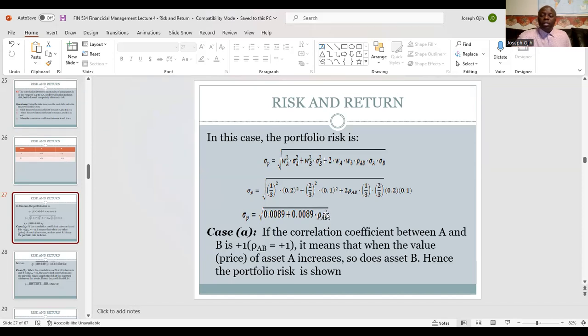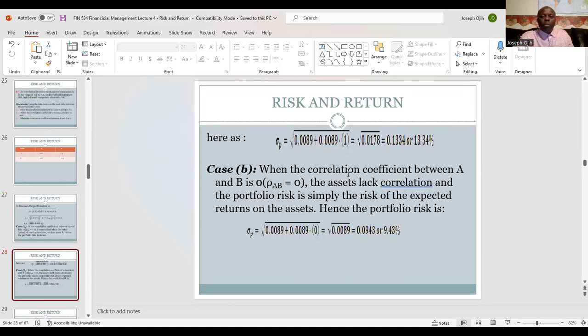So this is what we're going to use to assess the result for the 3 cases: when the correlation is +1, when it is 0, and when it is -1. Okay, so case A is when it is +1. If the correlation coefficient between A and B is +1, it means that when the value of the asset A increases, so does the value of asset B. So when one of them increases, the other one also increases. So to calculate the risk, when we plug in +1 here, that will give us the result.